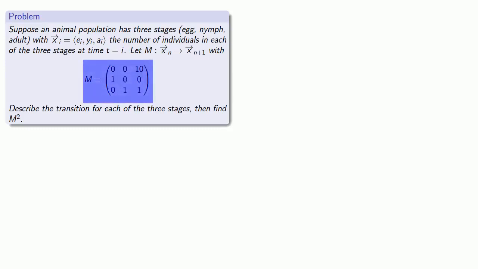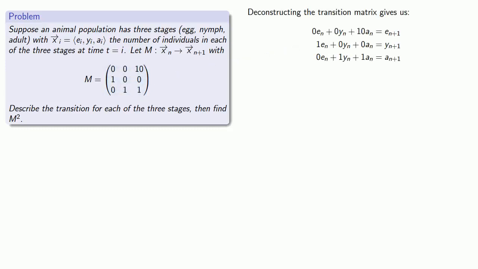Let's do 2 things. First of all, let's describe the transition for each of the 3 stages, and then find M squared. So first, let's deconstruct our transition matrix. Remember, the entries of the transition matrix give us the coefficients of the linear formulas that describe each of the vector components. So our vector components give the number of eggs, nymphs, and adults at any time.